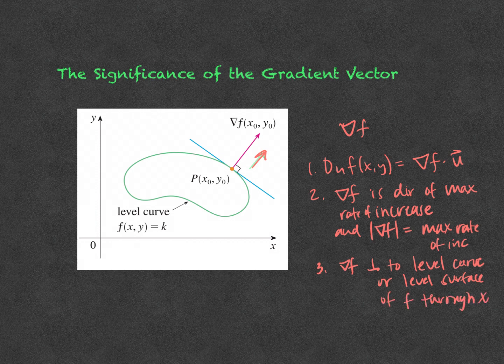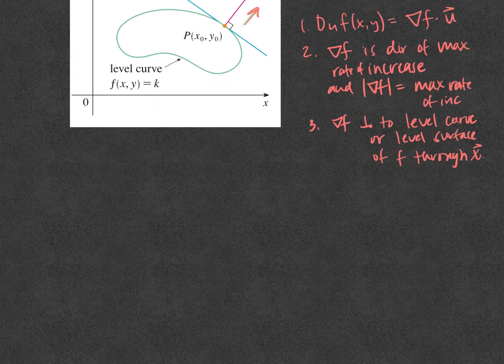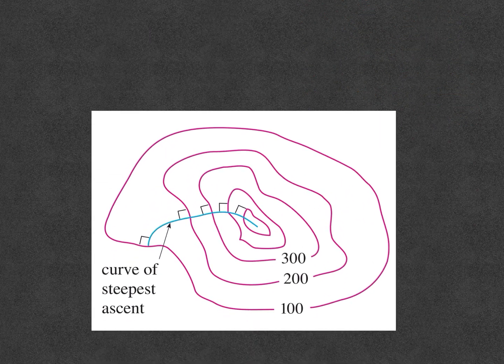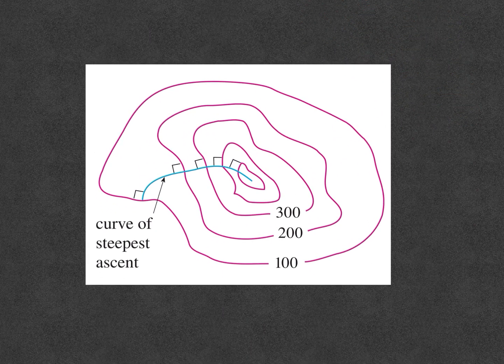So those are all very good properties that you should pay attention to. It kind of summarizes what we've been doing. If we consider a topographical graph here of a hill and let f of x, y represent the height above sea level with the coordinates x, y, then this curve of steepest ascent can be drawn by making it perpendicular to all the contour lines. So you can see that they did that here.